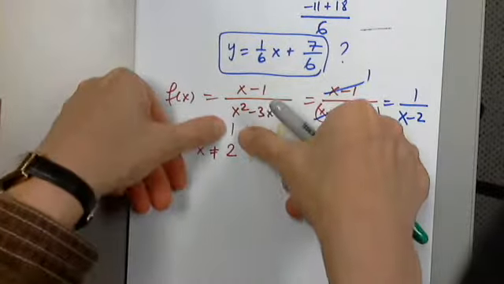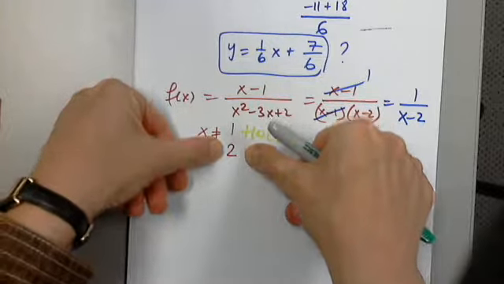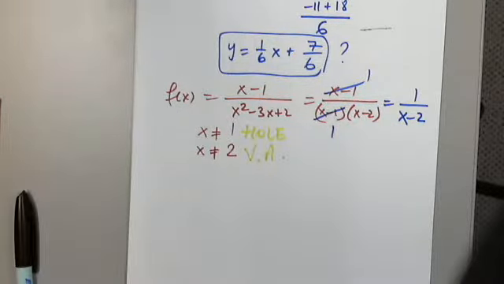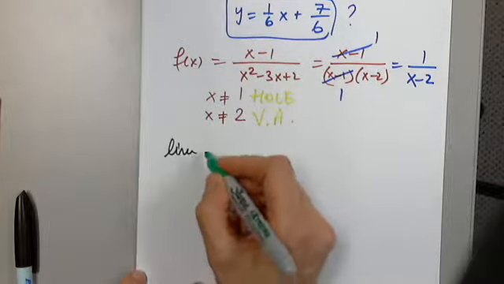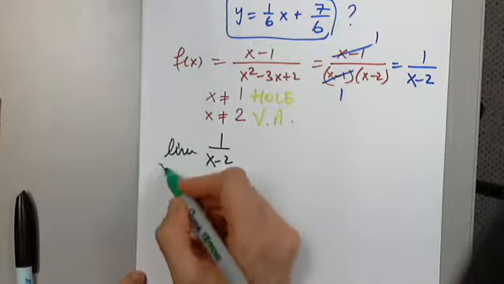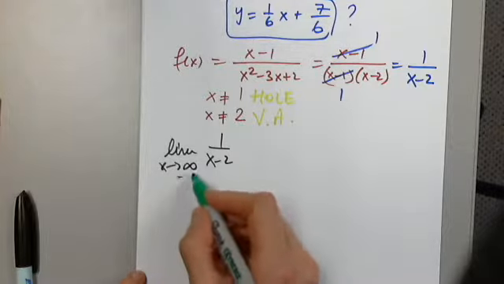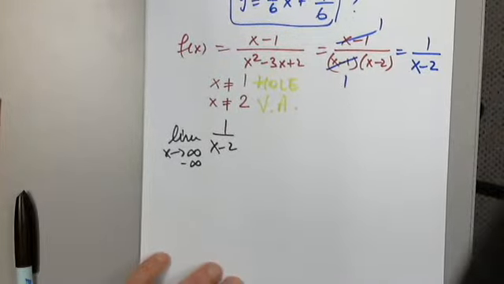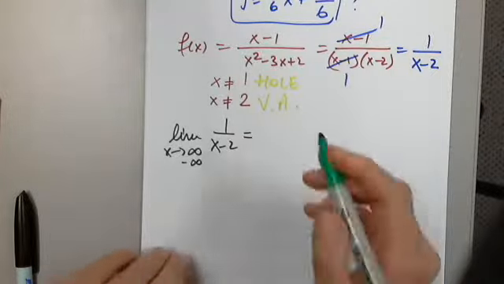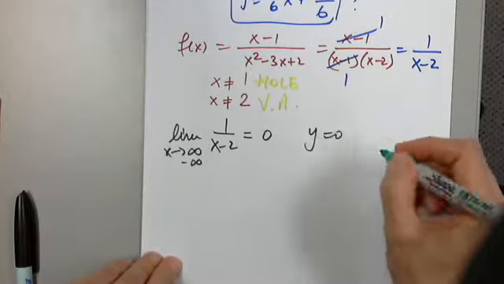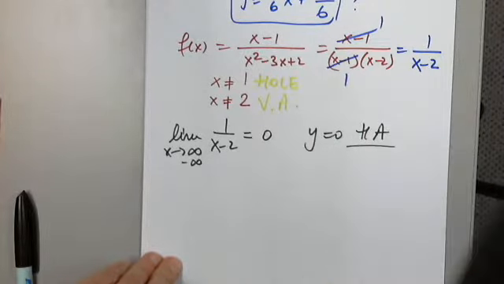Limit from the left and right of 1, limit from the left and right of 2, and the limits at infinity. So let's start with the easy part, which is the limit of 1 over x minus 2 as x approaches infinity, or negative infinity, doesn't matter. What is the answer? 0. Very good, which means y equals 0, horizontal asymptote, for sure.